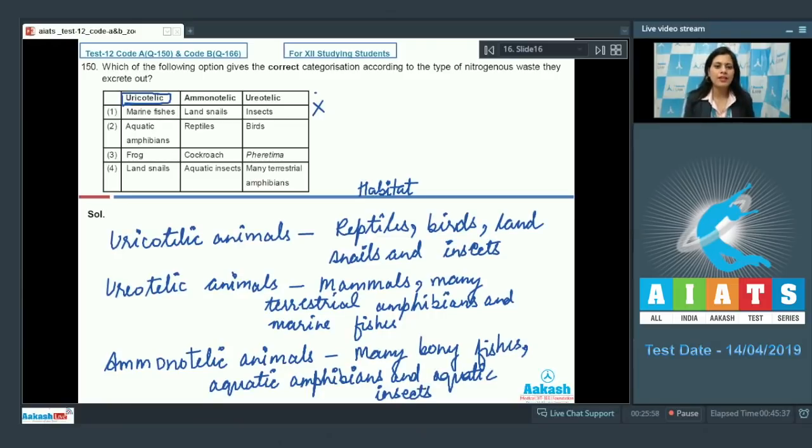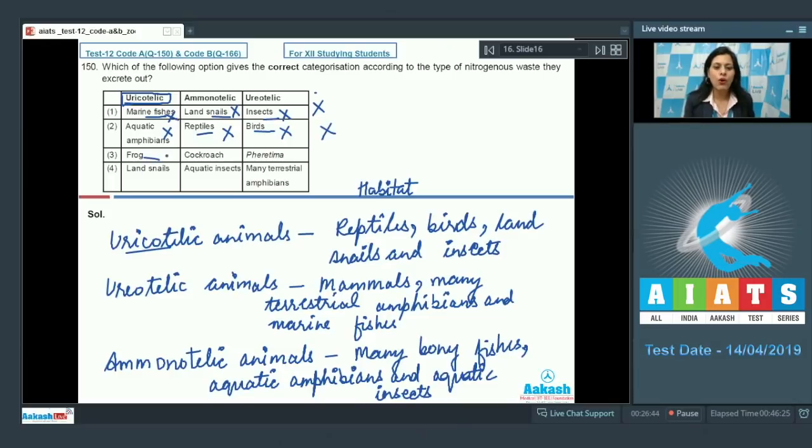Now, keeping all this in mind, the very first categorization, that is uricotelic marine fishes, is an incorrect categorization. Ammonotelic land snails is an incorrect categorization because land snails are uricotelic, whereas insects are ureotelic is also an incorrect match. The next option with respect to uricotelic, ammonotelic and ureotelic animals is aquatic amphibians, reptiles and birds. And this is also an incorrect match because aquatic amphibians are ammonotelic, reptiles are uricotelic, and birds are also uricotelic. So this is an incorrect categorization.